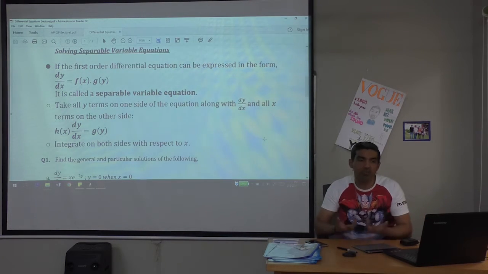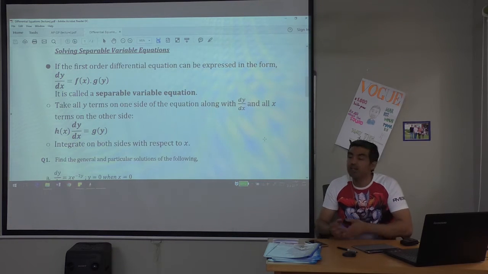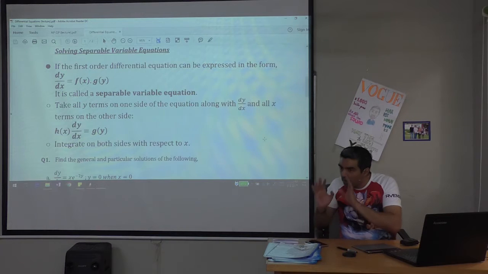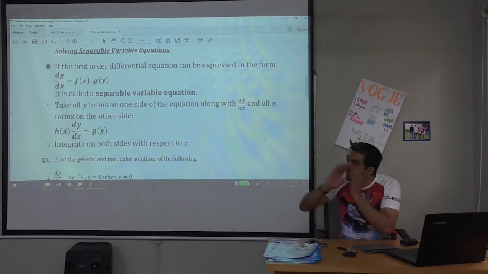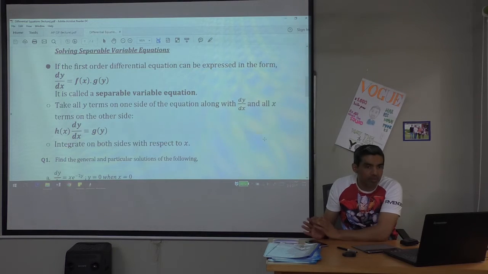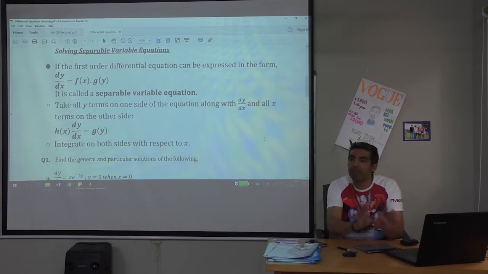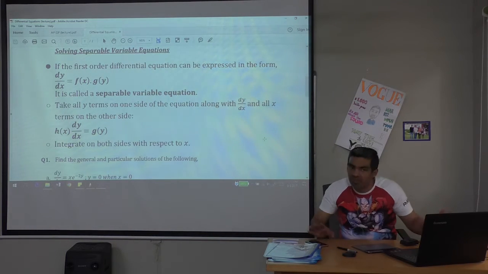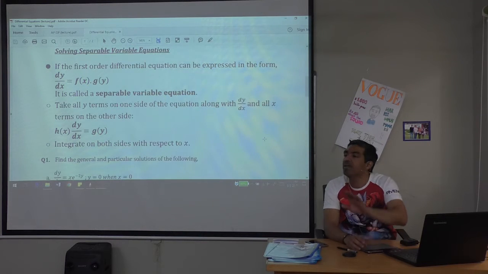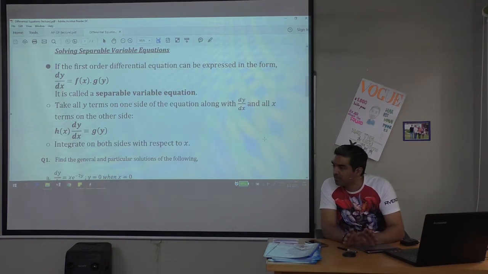That means if it's a y and x differential equation having y and x as the variables, then you will be able to have all y's on one side of the equal to sign and all x's on the other side of the equal to sign. If you're able to have this, then you have a separable variable differential equation. If you're unable to do that, then it means your differential equation is not a separable variable, but a different kind of differential equation which needs a different kind of procedure for the solution.